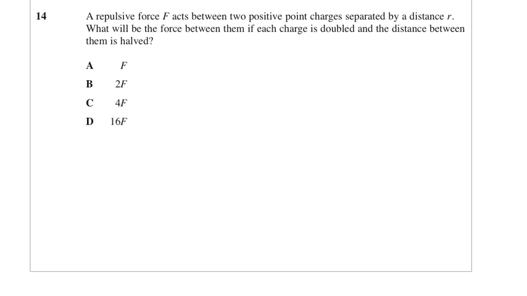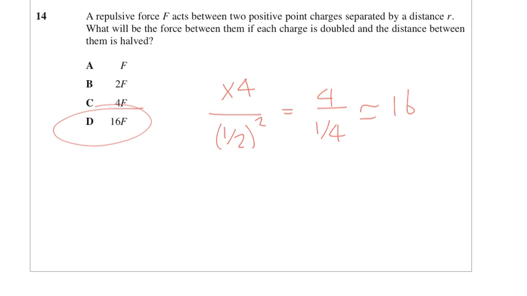Repulsive force F acts between two positive point charges separated by distance r. What is the force between them if each charge is doubled and the distance is halved? So that means that the top line has been multiplied by 4 because it's 2 times 2, and the bottom line is going to be a half squared because the distance is halved. That's going to be 4 over a quarter, which gives you 16. So it'd be 16 times the force.